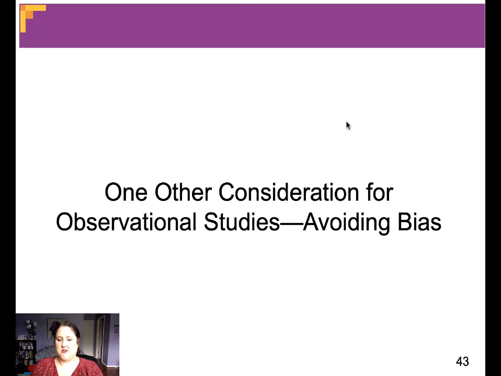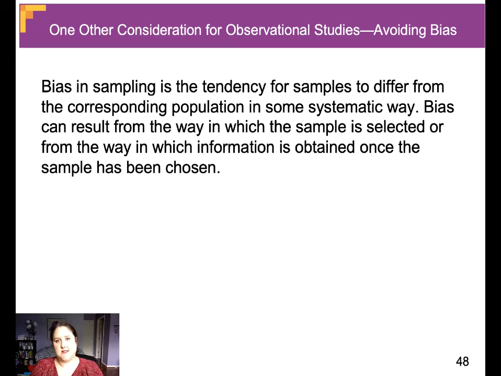One last consideration for observational studies is avoiding bias. So we first need to start with this idea of what is bias. Bias, in the context of sampling, is the tendency for our samples to differ from the corresponding population in some systematic way. It could result from the way that the sample was selected, or maybe from the way that the information is obtained once the sample has been chosen.